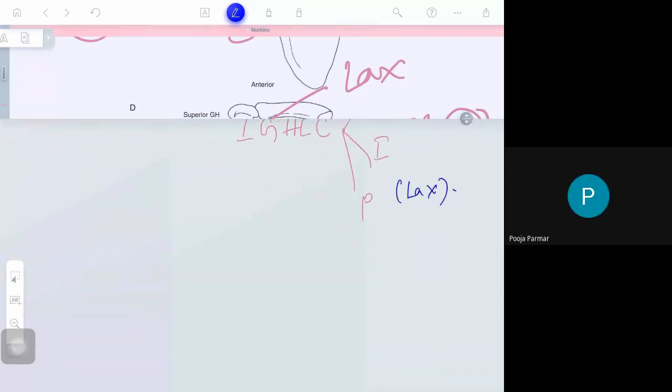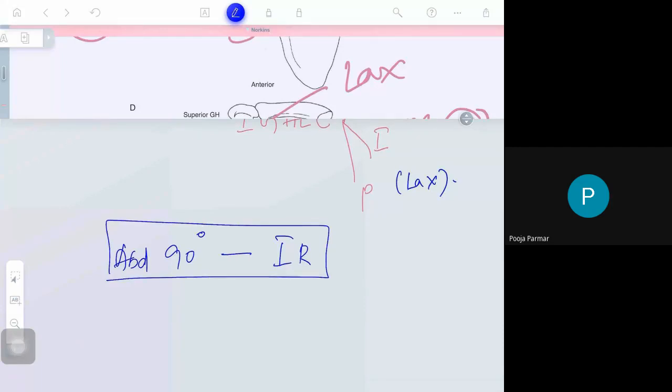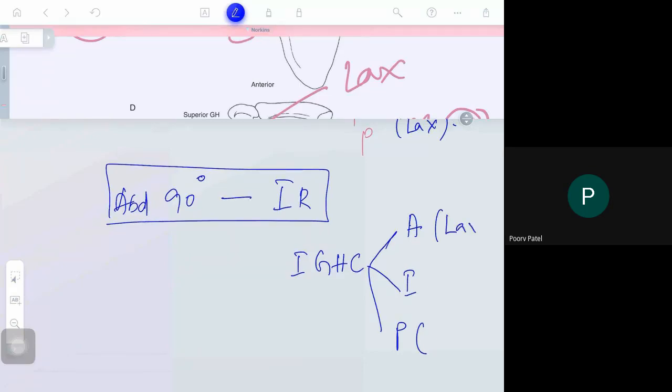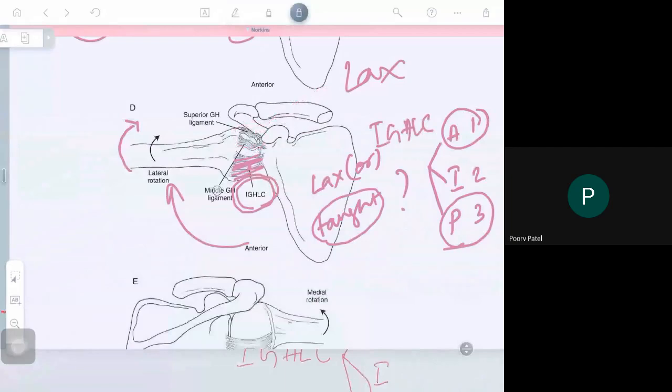Yes, sir. And now second, in the 90 degree abduction position, if you do internal rotation, in the inferior glenohumeral complex, again there are three ligaments: anterior, inferior and posterior. Now you tell which will become lax and which will become taut. Sir, anterior becomes lax and posterior becomes taut. Good. Posterior will become taut. That is what is explained here in this diagram.